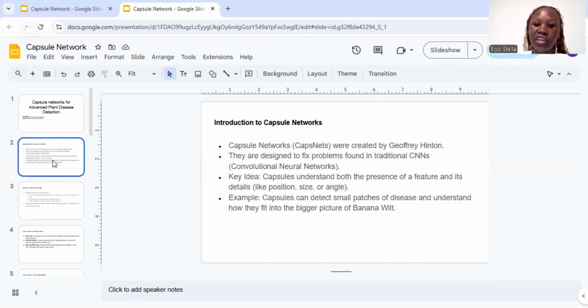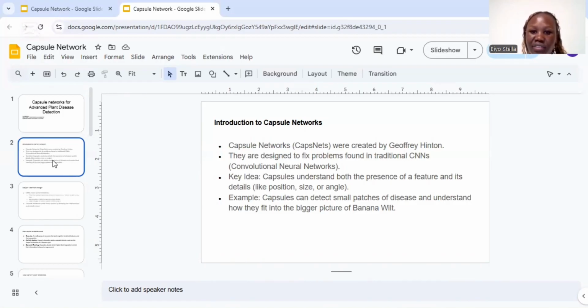Let's go to the introduction. Capsule networks, or the CapsNet, can be shortened as that. They were created by Geoffrey Hinton. They're designed to fix problems in the traditional CNNs, and that's the convolutional neural networks.